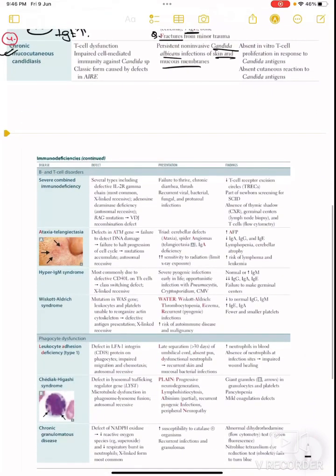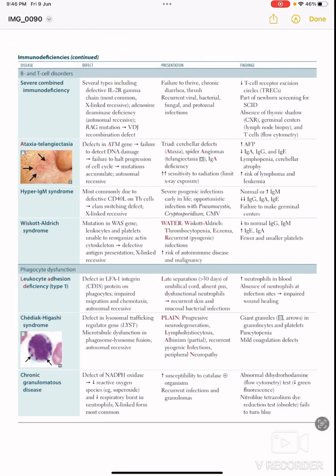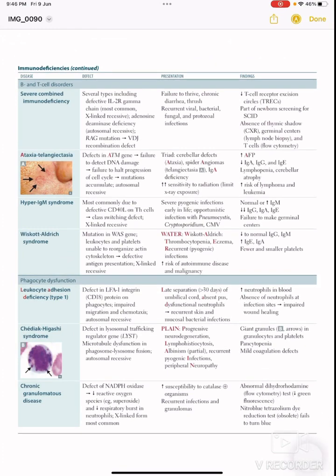Now coming to the next part, immunodeficiency continued: both B and T cell disorders. The first thing over here is severe combined immunodeficiency. It is a very important thing. Second, ataxia telangiectasia, very important. Hyper IgM syndrome, extremely important. It came in the INICET exam which I gave. Then last is Wiskott-Aldrich syndrome, again an important thing. So nothing is unimportant in combined B and T cell disorders.